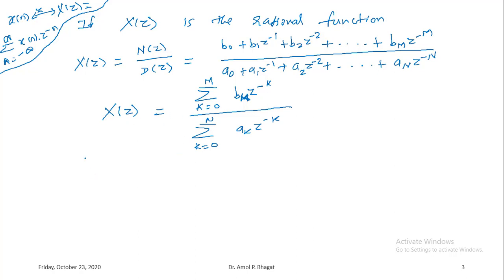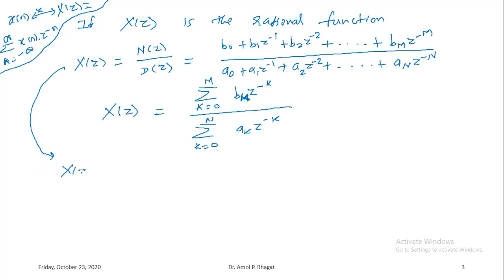So if b0 and a0 are not equal to 0, in that case we can avoid these negative powers of z by factoring out the terms b0 z to the power m and a0 z to the power n. Okay, so if we are considering a0 and b0 not equal to 0, how can this function be represented? Just for example, I'll be modifying this X(z).